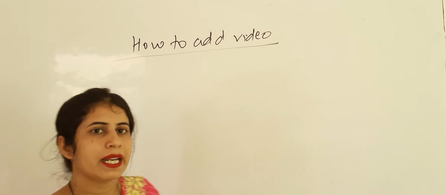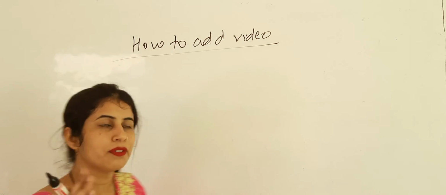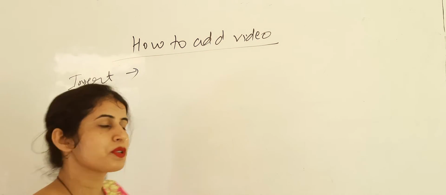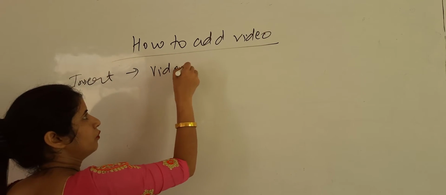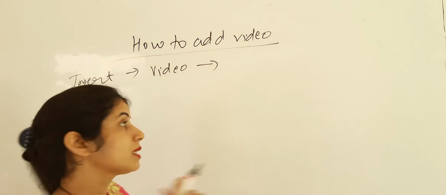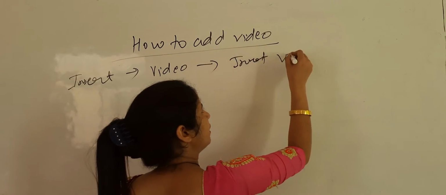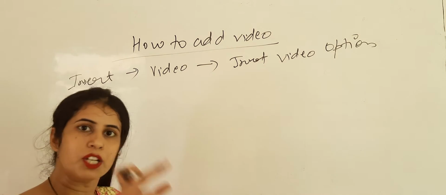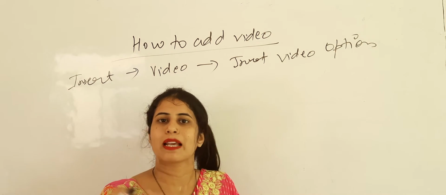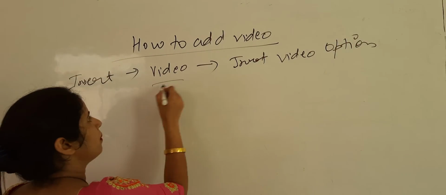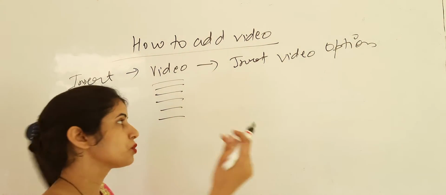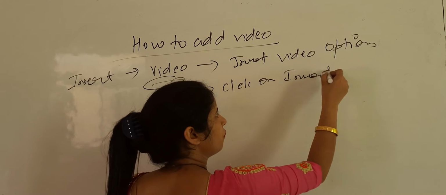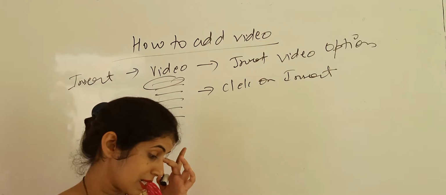If we want to add any video, the steps are: at first we have to click on the insert option. After clicking on insert, we will see the option video. When we click on this, it will show you the insert video option. When you click on insert video, it will show you all the video files that are present in your computer. You can choose any of the files, and then click on insert. So this video will be inserted into your presentation.